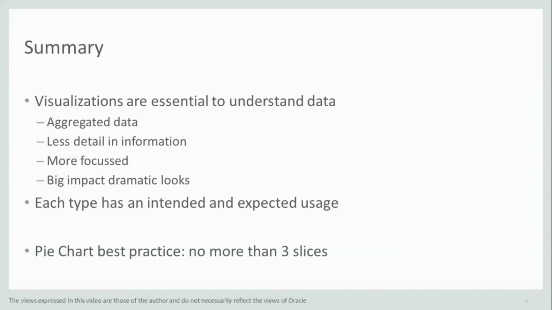Don't forget, these visualizations are important. They aggregate data, reducing the amount of information available to an end user so he can focus on what he's actually looking for. And their dramatic looks have a big impact. Big takeaway, make sure that you pick the right type of visualization, matching what you want to show to the end user. And for pie charts in particular, no more than 3 or 4 slices.